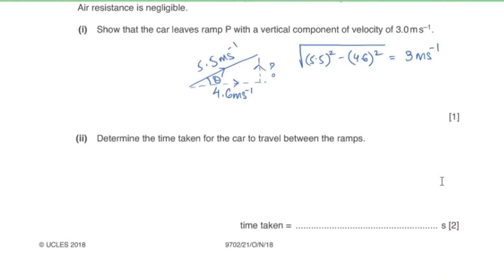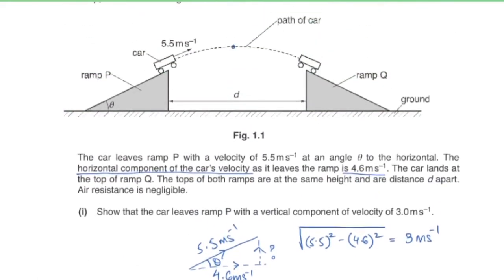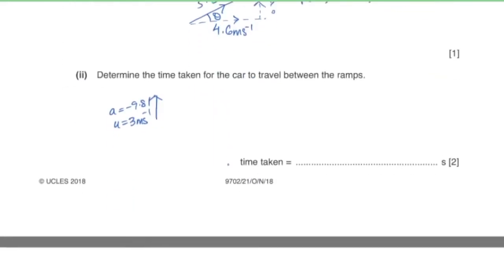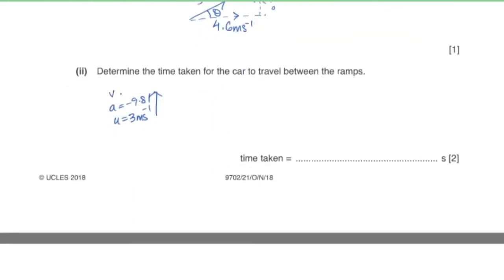Part 2, determine the time taken for the car to travel between the ramps. For this part, we should consider the vertical components of the car's jump. When this car leaves ramp P, it has an initial speed of 3 meters per second, that's the vertical component. And acceleration is negative 9.81 since it is rising until the point when it reaches its maximum height. And at its maximum height, its final velocity will be 0. So time taken would be 0 minus 3 divided by negative 9.81, which equals 0.306 seconds.